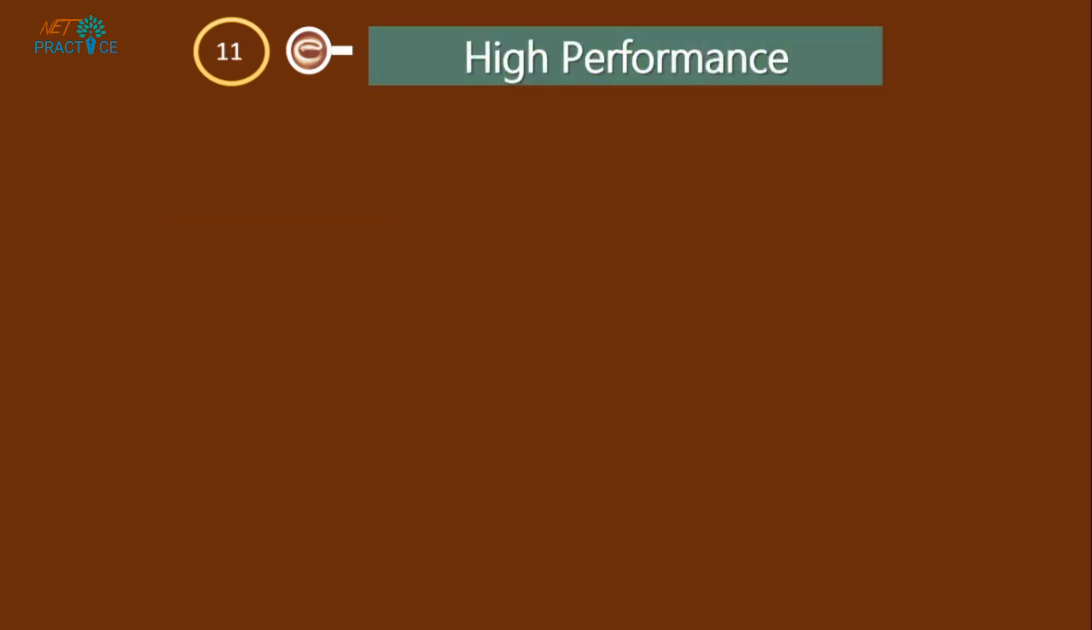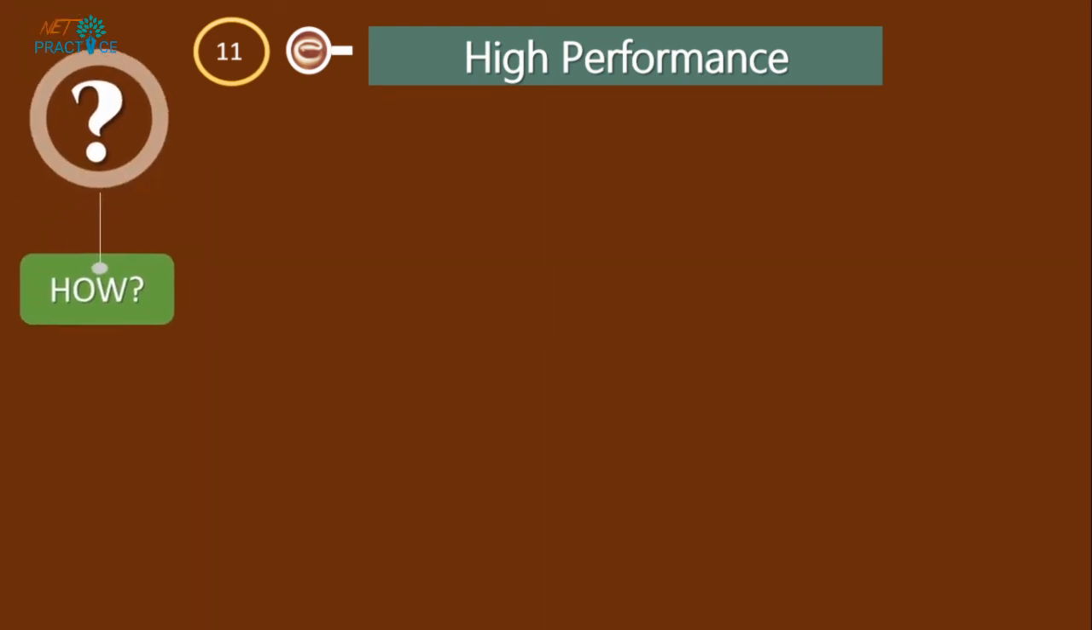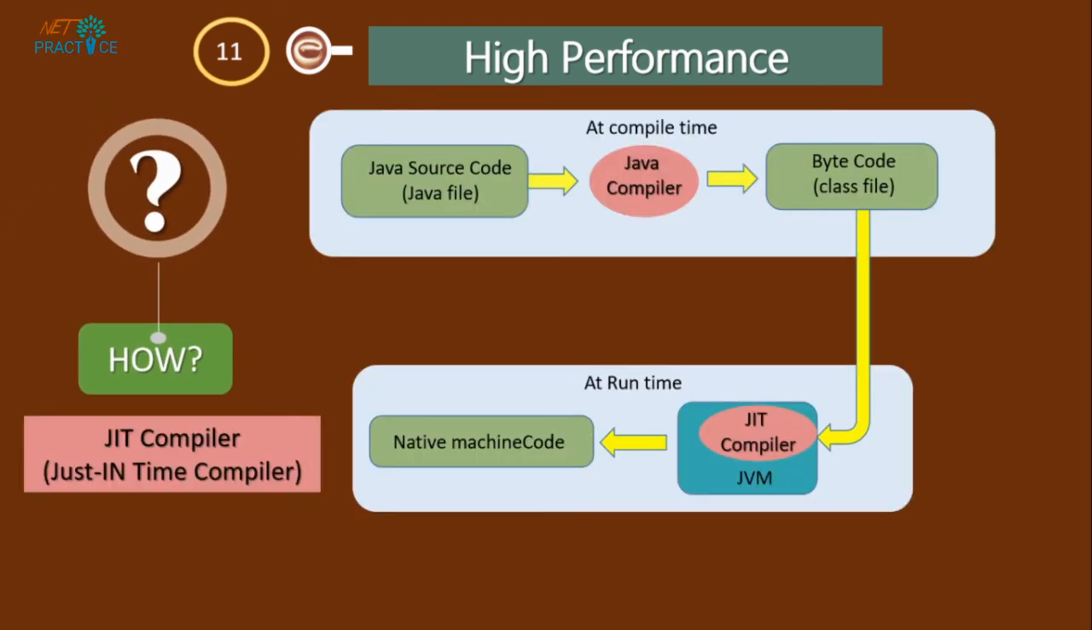Next, Java has high performance. So how does Java have high performance? Because of the JIT compiler. At compile time, the source code is compiled by the Java compiler, and it produces the bytecode in the class file. During runtime, the JVM loads this bytecode, and inside the JVM there is a JIT, just in time compiler. Because of this, it enhances the performance of the Java application. What is the role of the JIT and how the JVM works, we will discuss in the next video.